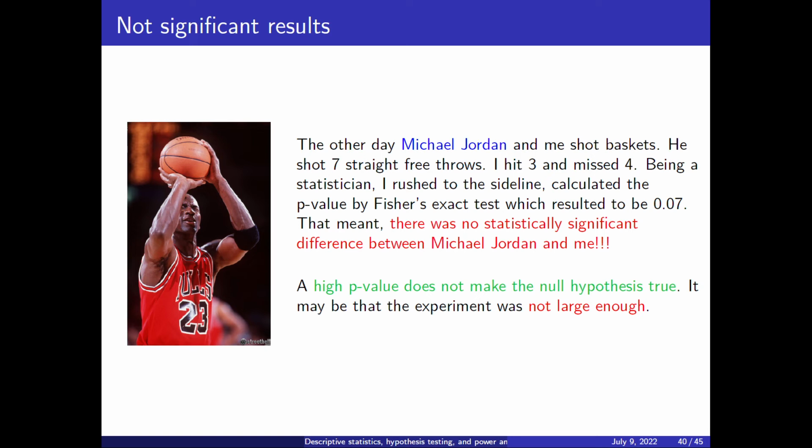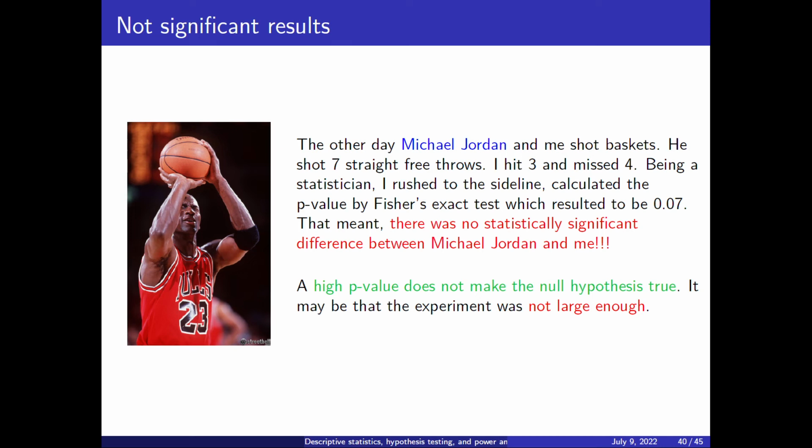I have mentioned a few times that we can never accept the null hypothesis. Here is an example. Let's say that Michael Jordan and I went the other day to shoot some baskets, and we shot 7 free throws, and he scores 7 out of 7, so he scored them all, and I hit 3 and missed 4. As I'm a statistician, I calculated the p-value, and now the test is different, but it doesn't matter. At the end, it gives you a p-value, and the p-value is 0.07.